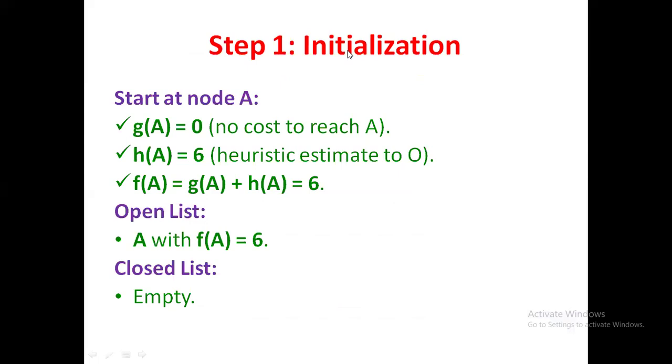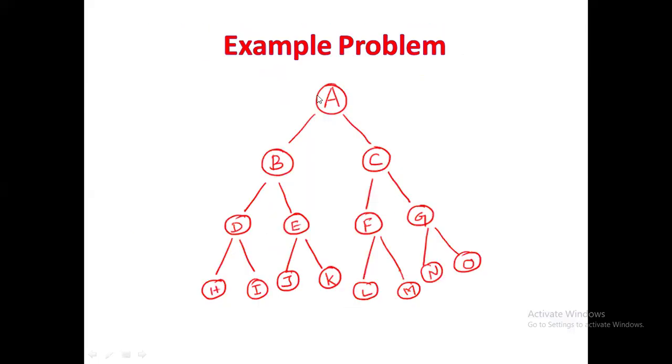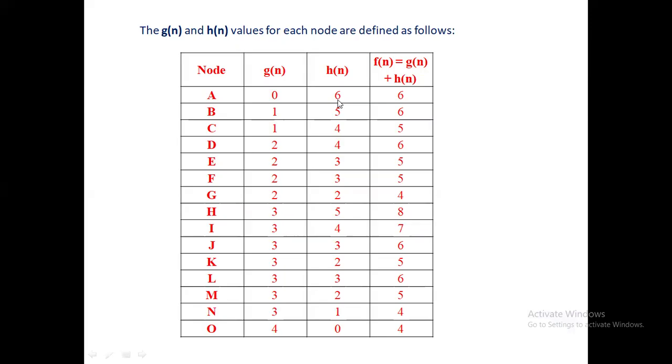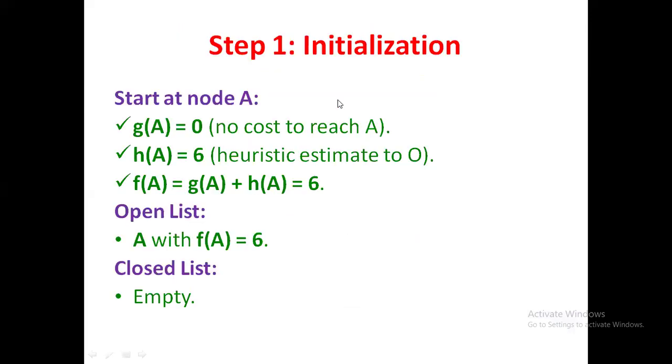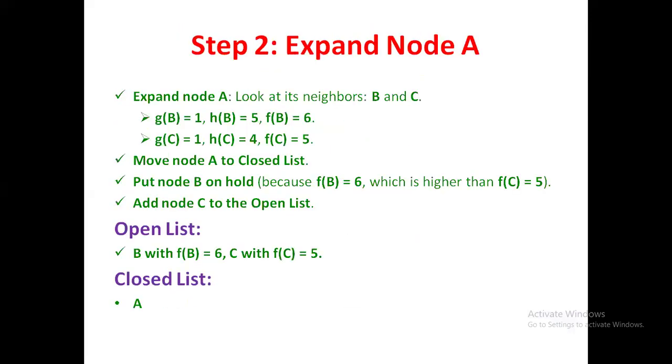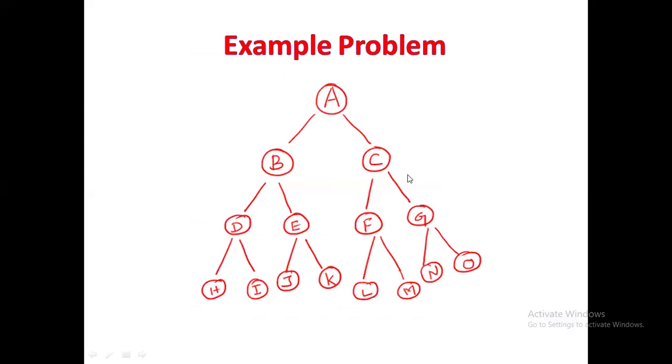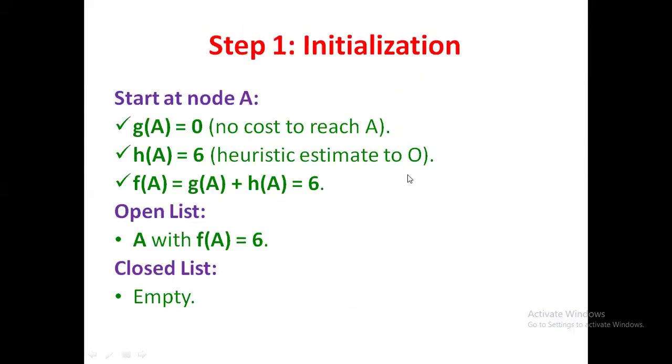The first step is the initialization. See here, what is the node? Here, this is the starting node. So from the starting node, we have to expand the node A. Look at its neighbors. The neighbors are B and C.